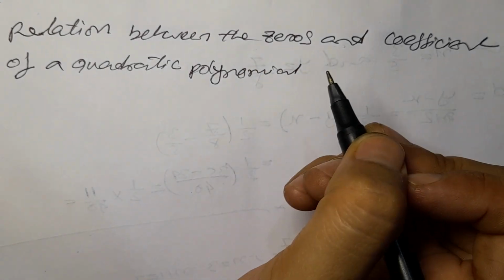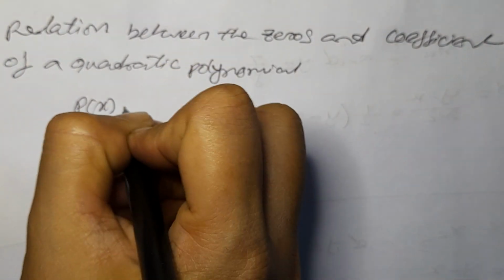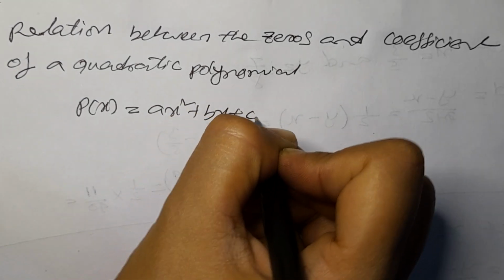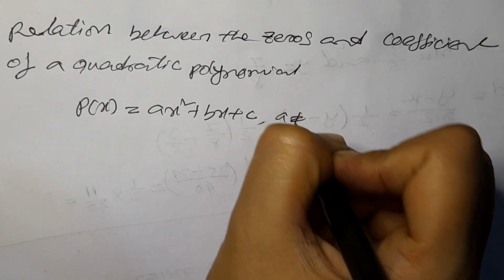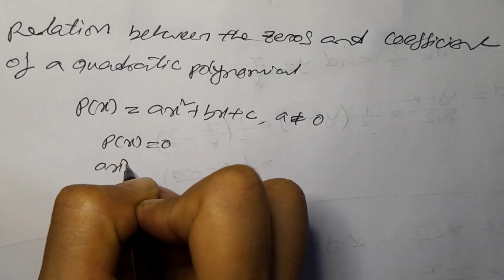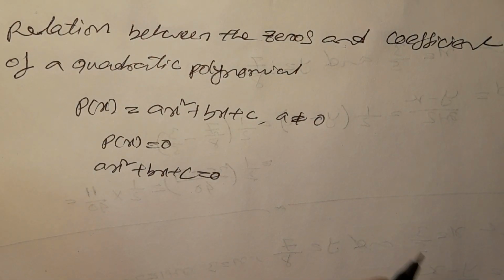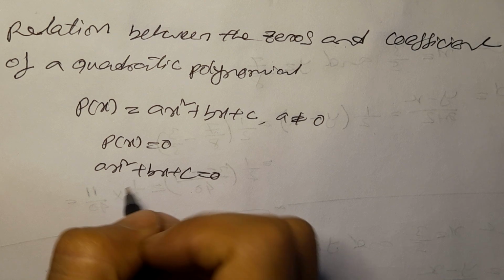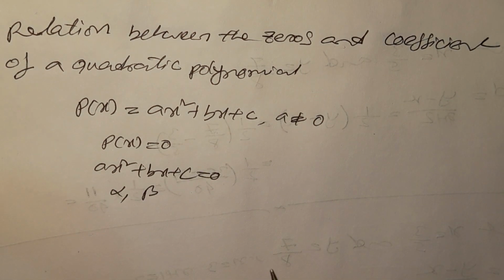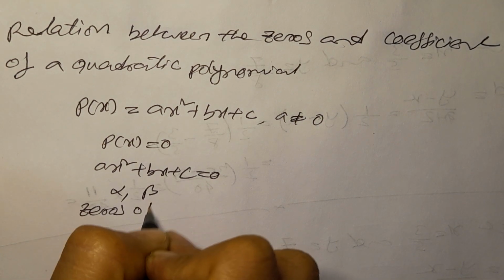Now first, how is the quadratic polynomial written? A quadratic polynomial is always written as p(x) = ax² + bx + c, where a is not equal to 0. If we solve this equation, that is p(x) = 0, ax² + bx + c = 0, we will get two values of x. One will be alpha and one will be beta. Those values of x we call the zeros of the polynomial.